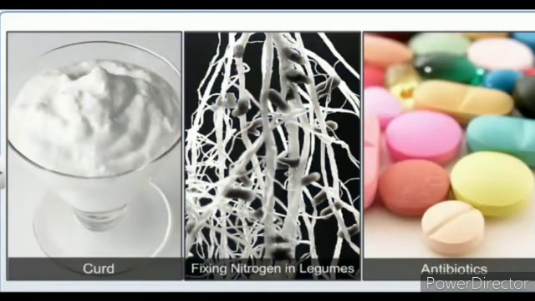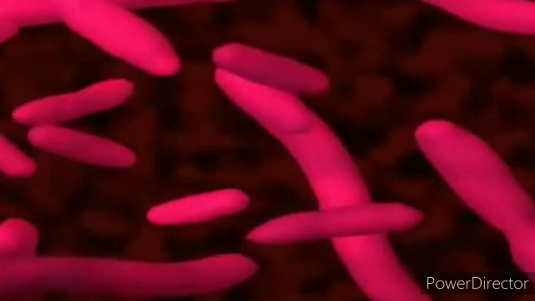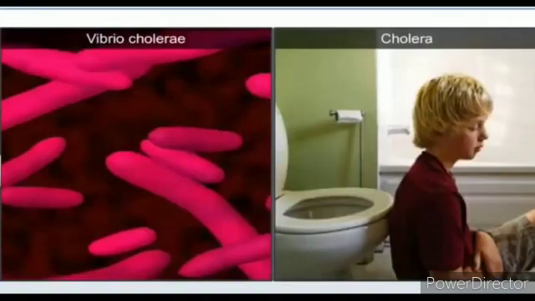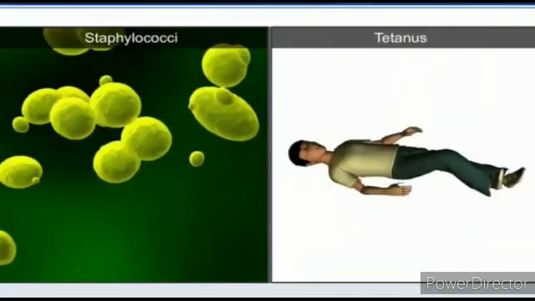What is the importance of bacteria? How are they helping human beings? They are decomposers, and they are helpful in making curd from milk, producing antibiotics, and fixing nitrogen in the roots of leguminous plants. Some are pathogens, disease causing. Not all bacteria, but some of them are harmful, damaging human beings, crops, farm animals and pets. Cholera, typhoid, tetanus and citrus canker are well-known diseases caused by different bacteria.